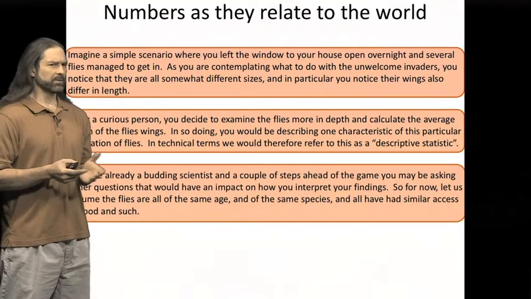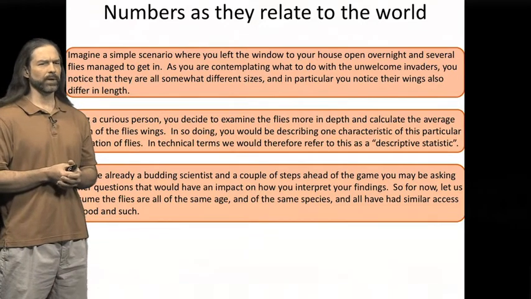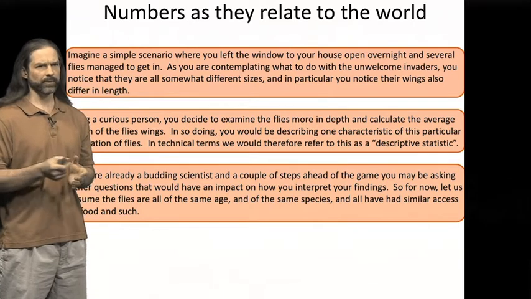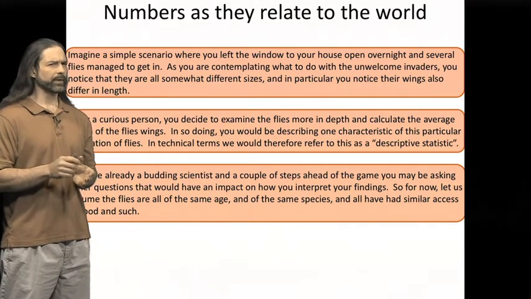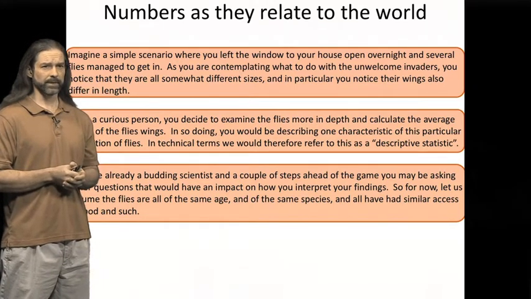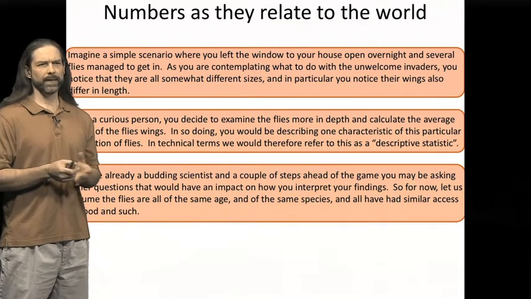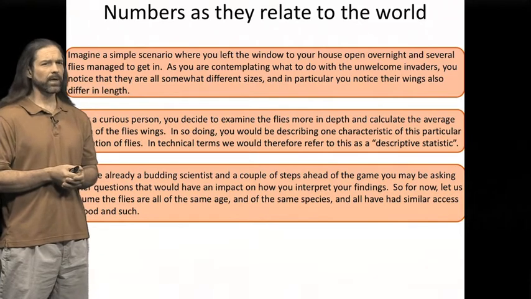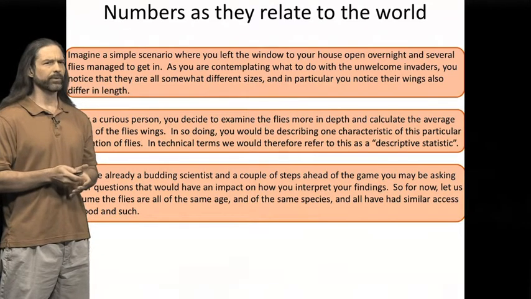I do realize that some of you might be budding scientists and you might think to yourself, well, there's reasons why some of them might have short wings and some of them have long wings, but we're going to deal with that later. We want to keep this as a very simplified example. So understand or imagine in this case that basically they're all the same age, they're all of the same species, and they've all had similar access to food and such.